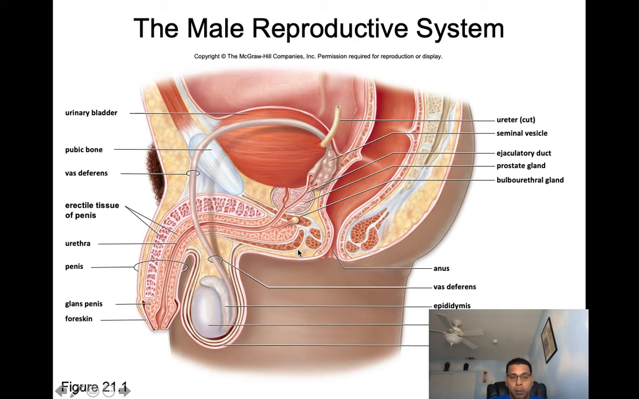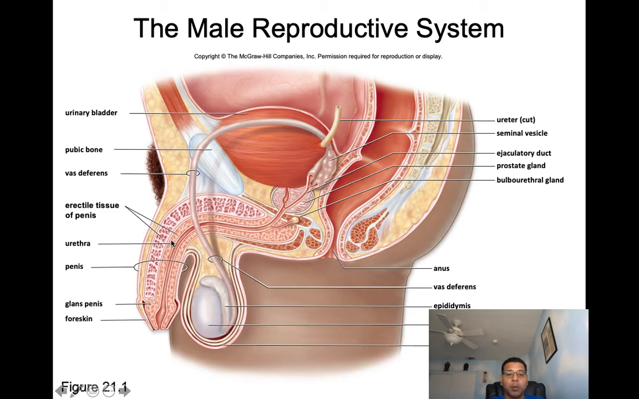One, reproductive, two, and then urinary is going to be the third. So here we can see we've got the penis. Now we look at the penis in greater detail. You can see here we've got the erectile tissue. And then right at the center is the urethra. So surrounding the urethra, you can see there as well.